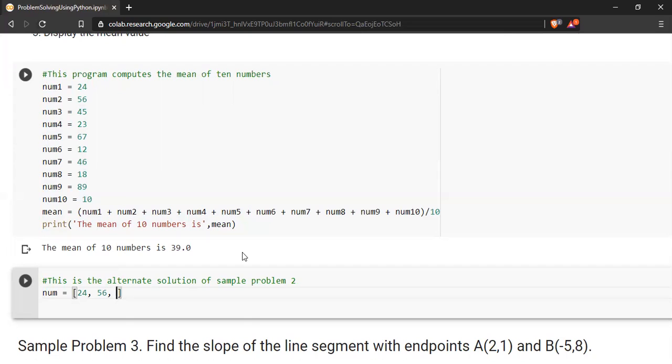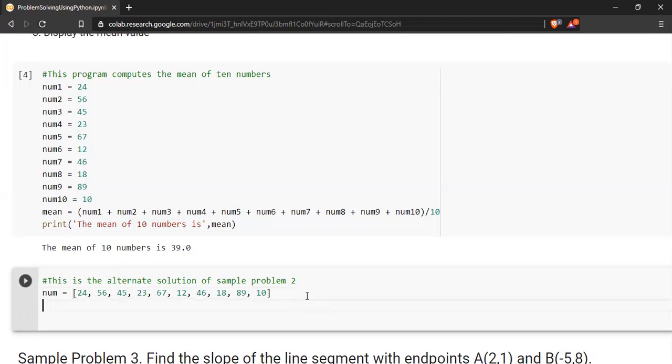Okay. 24, 56, 45, 23. No, I will be listing all the numbers here. 67, 12, 46, 18, 89, 10. Let's review 10 numbers. 1, 2, 3, 4, 5, 6, 7, 8, 9. What is missing here? 24, 56, 45 is missing. Okay, that's 10 numbers. Those are the numbers.